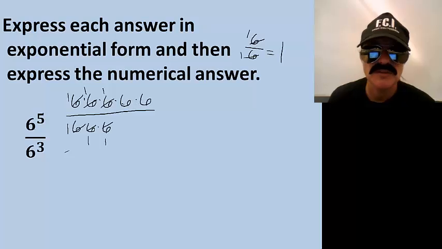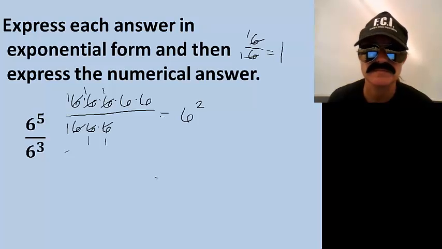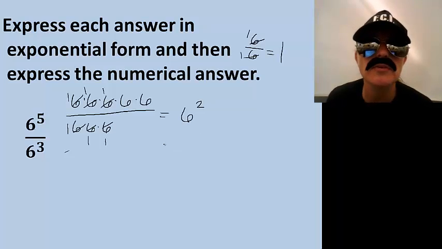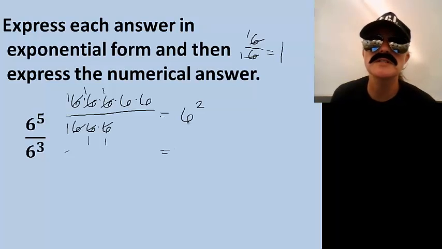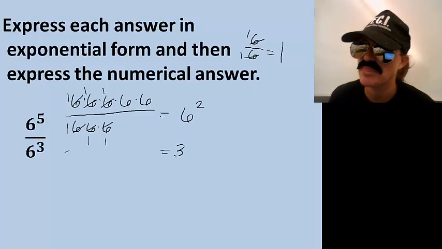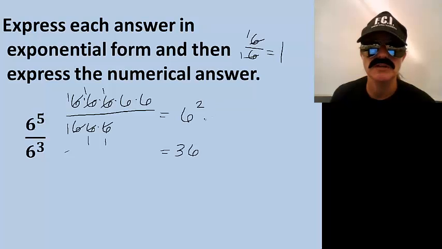On the top, you have how many 6's? There are 2 of them. 6 squared. And on the bottom, we just have 1's. And if you're multiplying and dividing by 1, it stays the same. So I'm not even going to worry about those 1's. And what is 6 times 6? 36. Numerical and exponential answer.